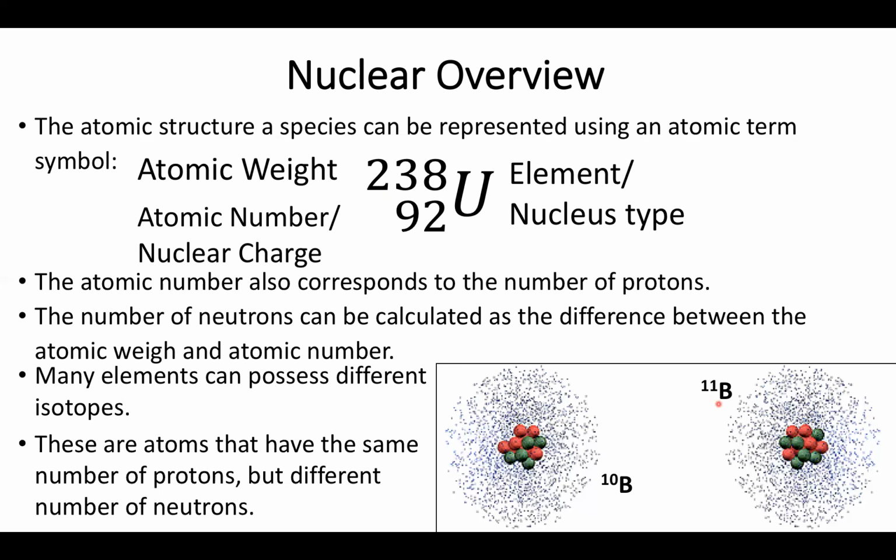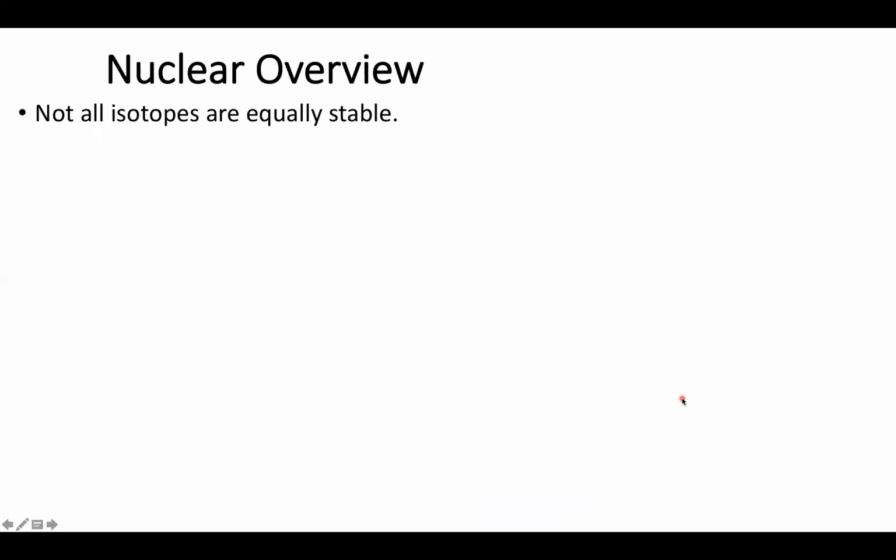And so we have to try and figure out what makes one isotope more or less stable than the other. And that's going to be a major focus of this chapter: looking at the stability of isotopes.